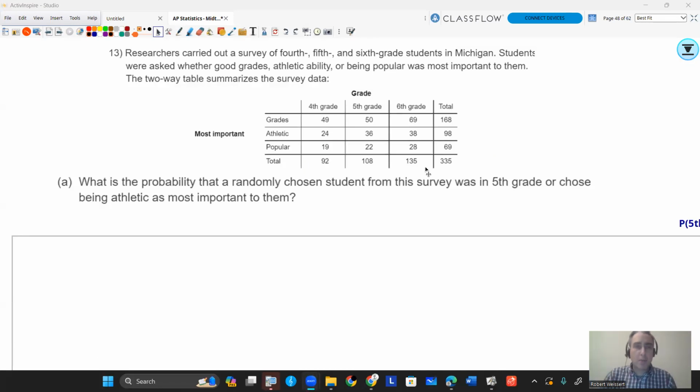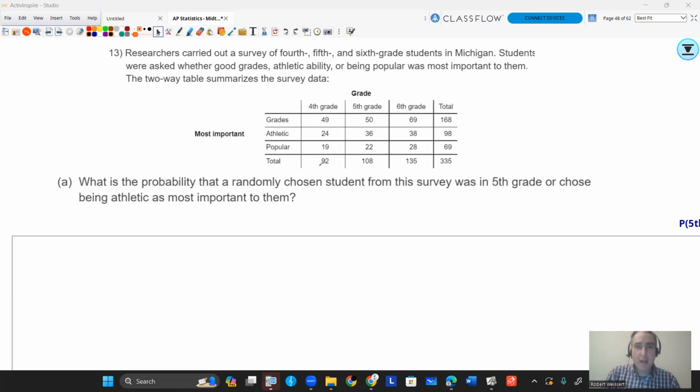Question 13 is a multi-part question. We'll do it in different parts here. So let's look at that first one. Researchers carried out a survey of 4th, 5th, and 6th grade students in Michigan. Students were asked whether good grades, athletic ability, or being popular was most important to them. The two-way table summarizes the survey data.